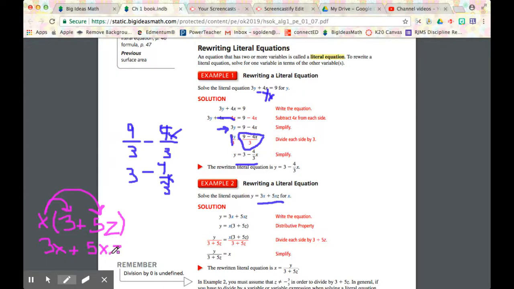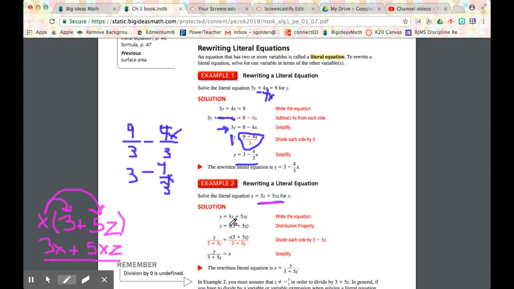Okay, and if you notice, this is what we started with over here: 3x plus 5xz. So when we take that x out and put everything else in parentheses, we're just undoing the distributive property so we can get 1x. And again, I will show you that on the board whenever I work out your problem for you. But this becomes our new equation, y equals x times 3 plus 5z, because we're trying to solve for x on this one, or rewrite it for x.